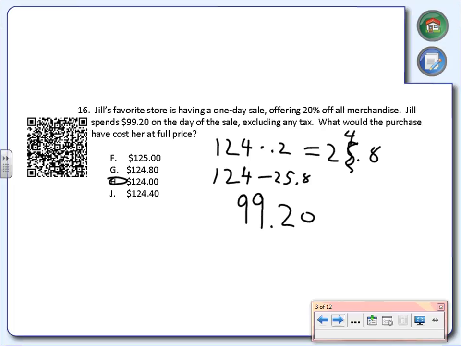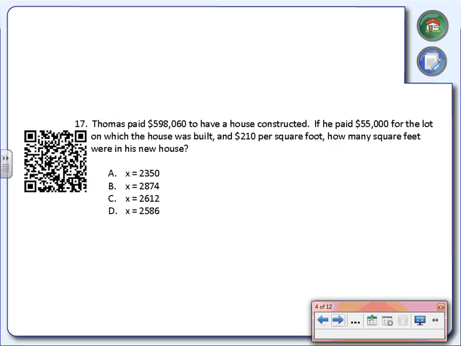All right, number 17. On to 17 here. All right. Gotta be quick. 17. All right, on this one, Thomas paid $598,060 for a house to be constructed. He paid $55,000 for the lots and $210 per square foot. We're looking for how many square feet were in this new house. All right, so what'd you do?